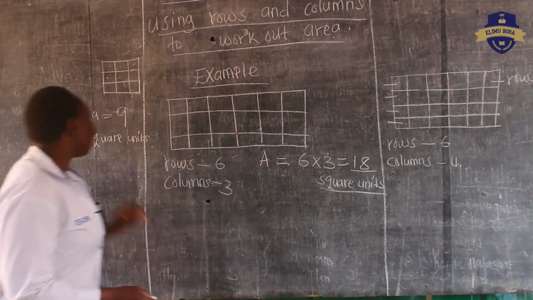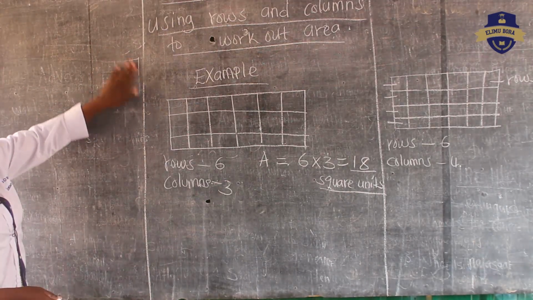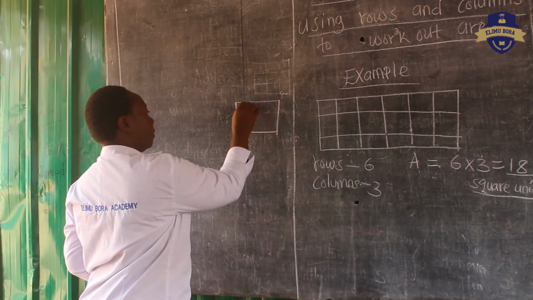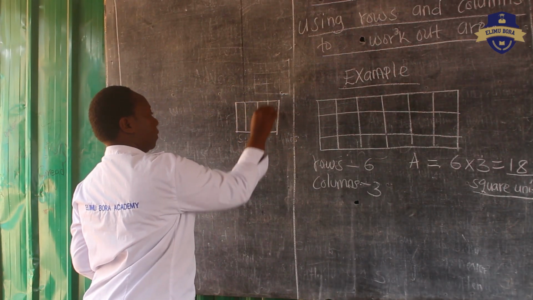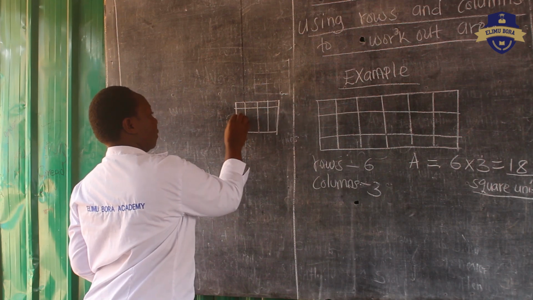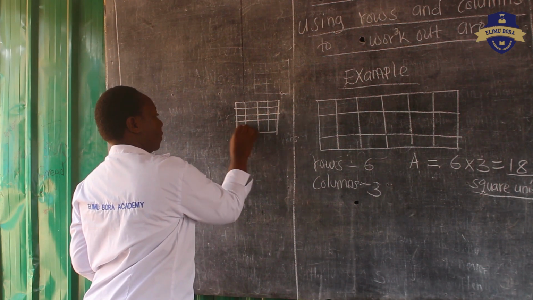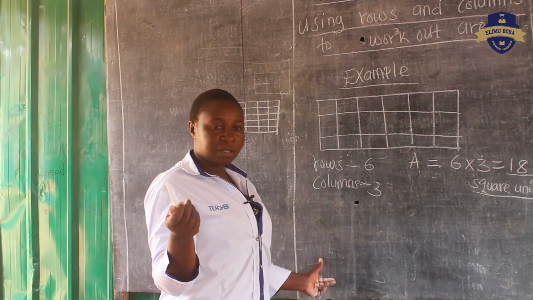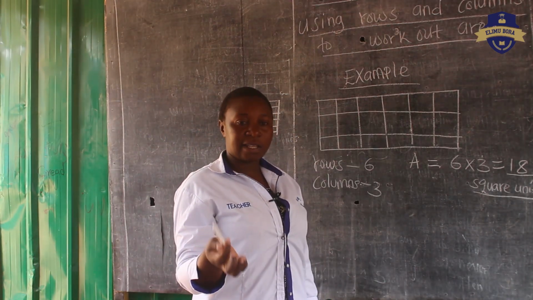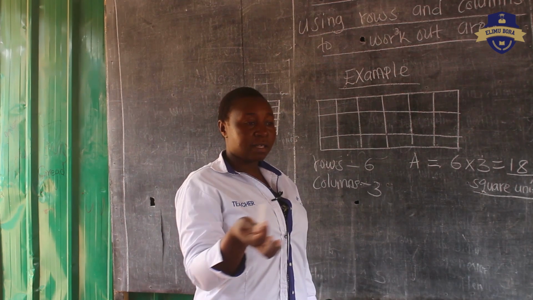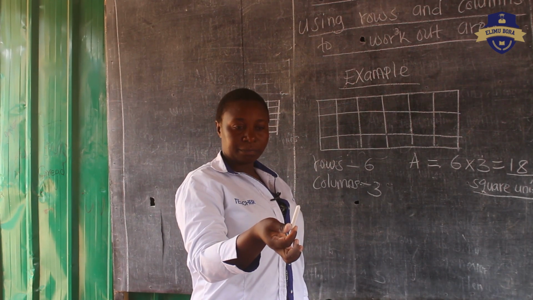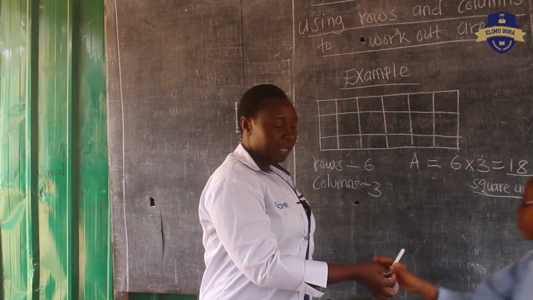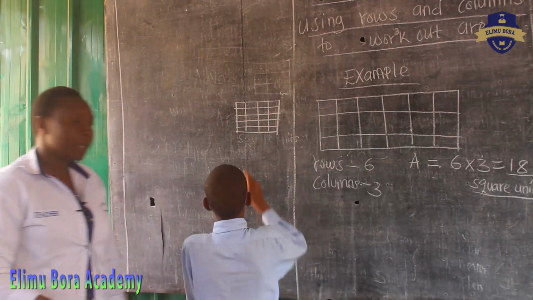So I want somebody to come and try out this one. Who will come and calculate for us the area using the rows and columns? You count the number of rows and the number of columns. Who will do that? Najib, come. Very fast. You count the rows and also the columns. Look on the blackboard.